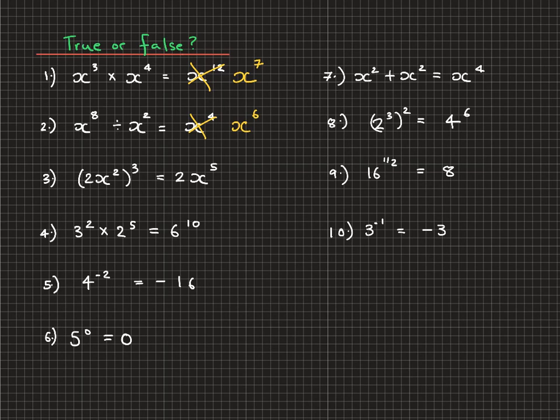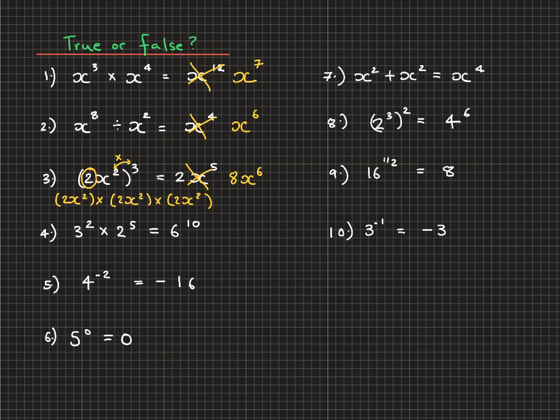Number 3, false on 2 counts. It should be 8x to the power 6. So somebody has forgotten that the 2 has also got to be raised to the power 3 because you are actually working out 2x squared multiplied by 2x squared multiplied by 2x squared. And you should be multiplying the indices here to get 6, not adding them to get 5.